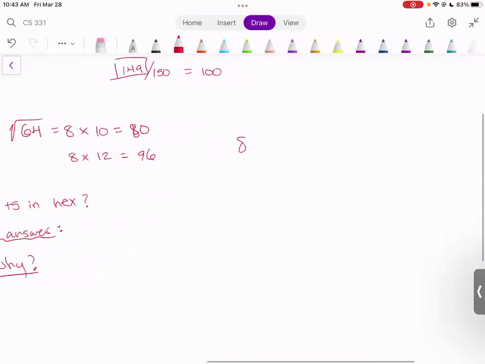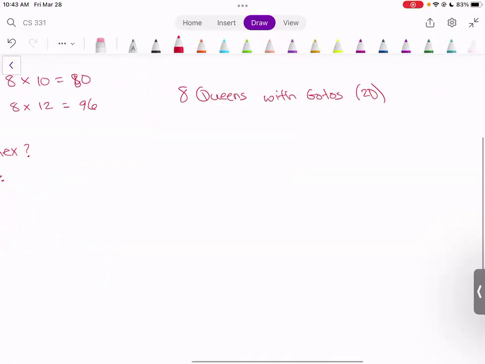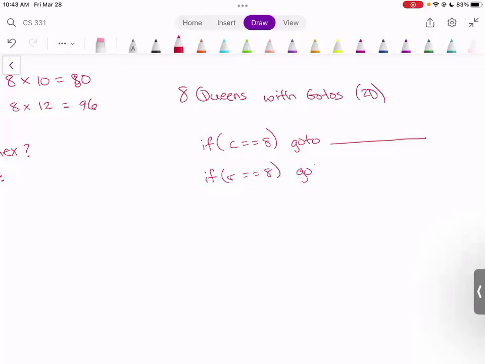Okay, say we have 8 queens with go-tos, okay? So I tell you, and this is the 2D version, and we'll go over all of this also in more depth, but just as a random example, I say if C equals 8, go to, and then I tell you if R equals 8, go to. This is part A. Part B is explain both.